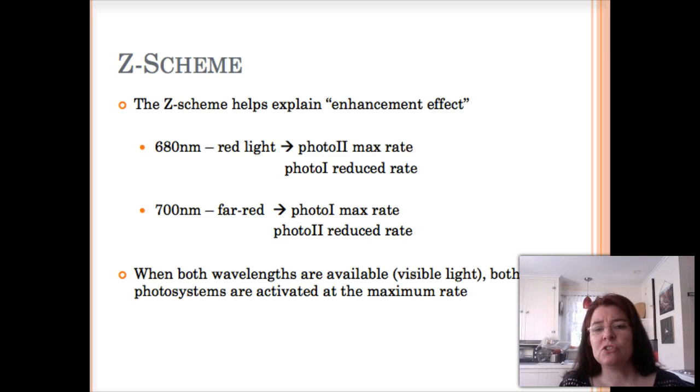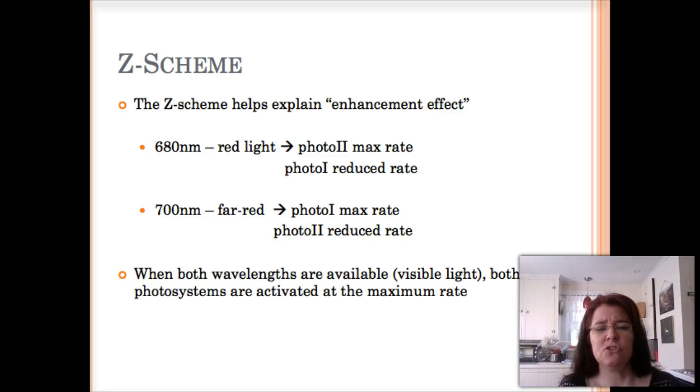And it turns out that photosystem 2 will proceed at its maximum rate when we shine a light of 680 nanometers onto it. When we shine purely red light at 680 nanometers onto photosystem 2, it will run at a maximum rate. However, photosystem 1 will only run at a reduced rate. Now, if you shine a red light, what we call far red, of 700 nanometers directly onto the thylakoid membrane, photosystem 1 will run at its maximum rate. Photosystem 2 will run at a reduced rate.